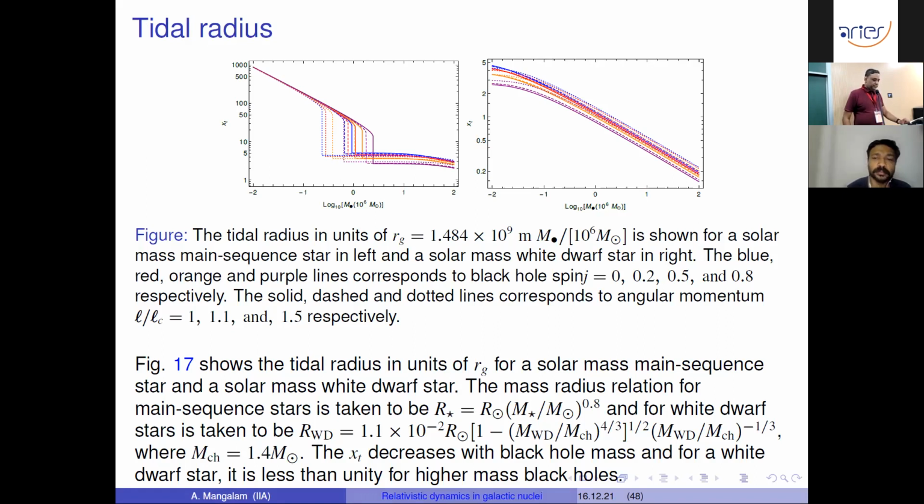So on the left, the main sequence goes through a drastic change at the critical radius and critical mass, and then there's a steady decline in the case of white dwarfs, which clearly is because there is a point where the tidal radius becomes very close to the horizon.